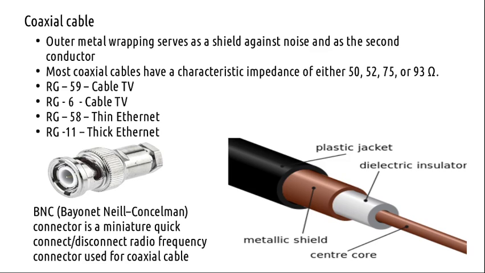A bayonet is something from a bayonet charge, you could have heard about that. The police, or especially the army people, train with a knife-like thing in front of their rifles, and they charge. That's called a bayonet. So it's a Bayonet Neill-Concelman connector.